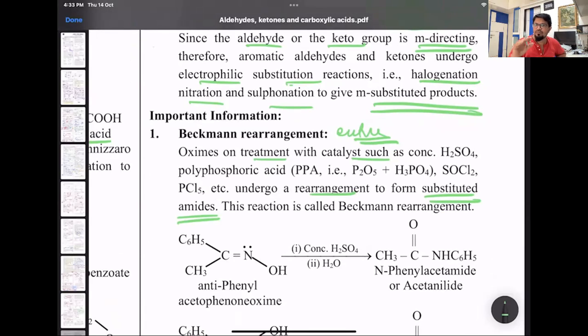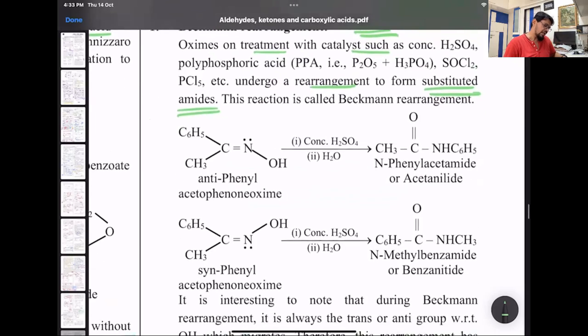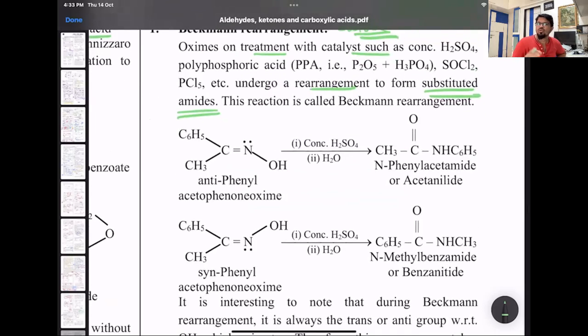Anti means the functional groups are on opposite sides. So if you look at that, how we have cis and trans that way, anti is similar to trans and syn is similar to cis. So here the groups are on opposite sides and here they are on the same side. That's why the words anti and syn.